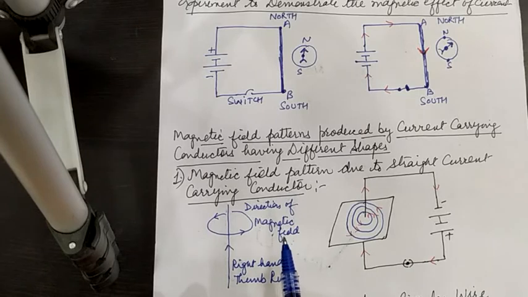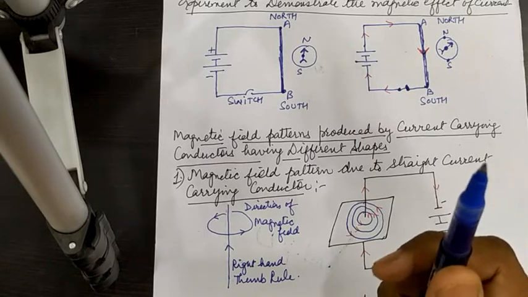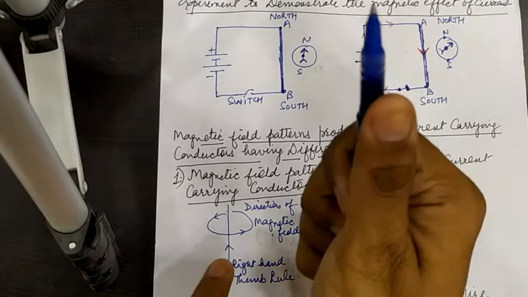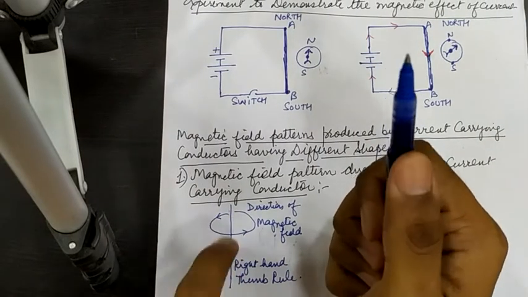If you grasp the current carrying wire in your right hand, just like this, so that your thumb points in the direction of current, as you can see here, the thumb is pointing towards the direction of current. Got it?